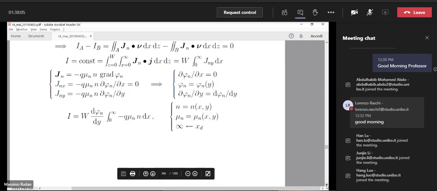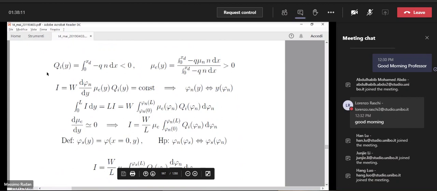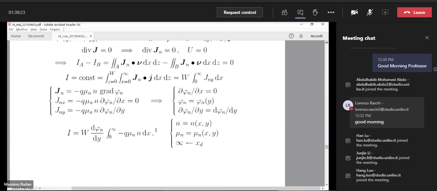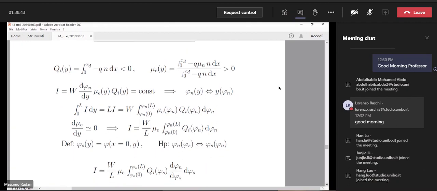The denominator of this fraction is exactly the charge per unit area of the inversion layer. So in essence, when we calculate this integral, what we do is we multiply and divide this integral by Qi, by the charge per unit area of the inversion layer. In the division, we obtain the average mobility.